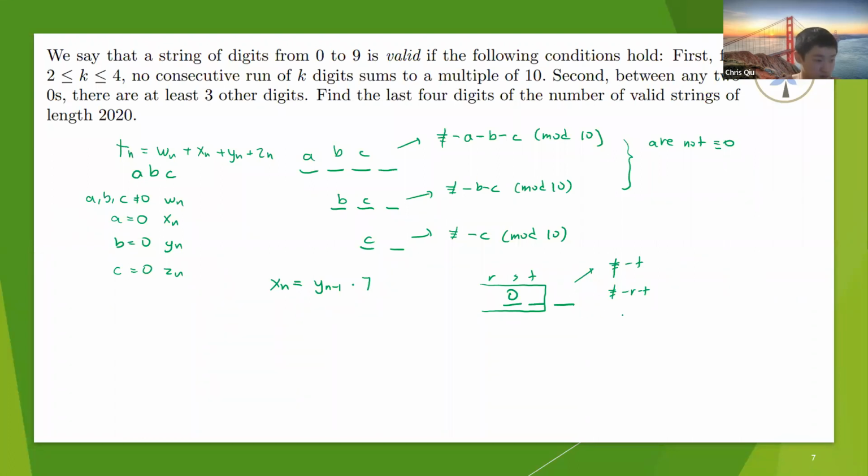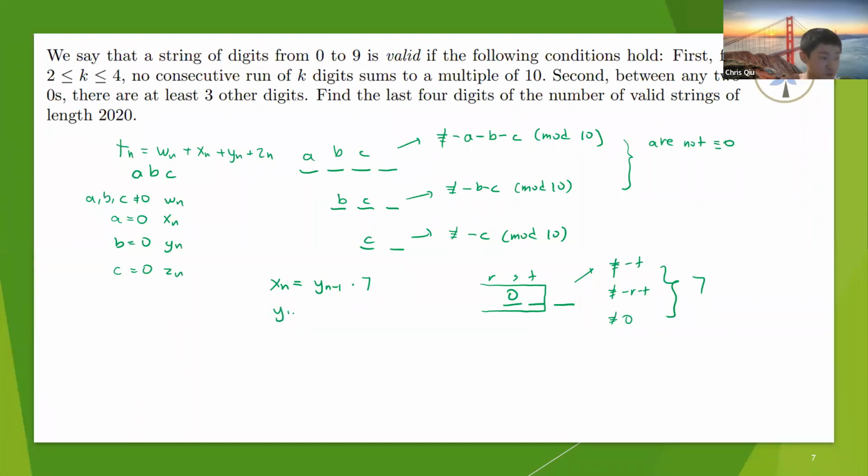And again, we also have that this digit is not 0. Right, we cannot have this digit being 0. So there's going to be exactly 7 possible digits from 0 to 9 that we can choose for our last digit. So X of n is going to be equal to Y sub n minus 1 times 7. That's going to be our first equation.